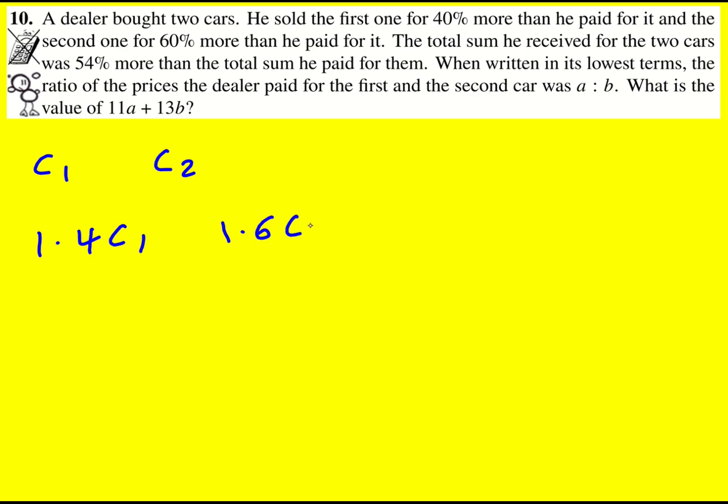So that's 1.6 C2. And the total sum he received for the two cars, that's those two added together, was 50% more than the total sum he paid for them. So the total sum he paid for them was C1 plus C2, so it's equal to 1.54 times these two added together. And we've got an equation relating C1 and C2.